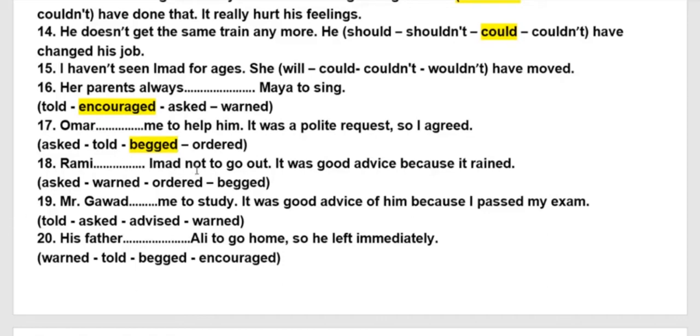Rami warned Imad not to go out. It was good advice because it rained. But we can also say Rami asked Imad. Mr. Gawad advised me to study. It was good advice, so he advised me. His father told Ali to go home, so he left immediately.